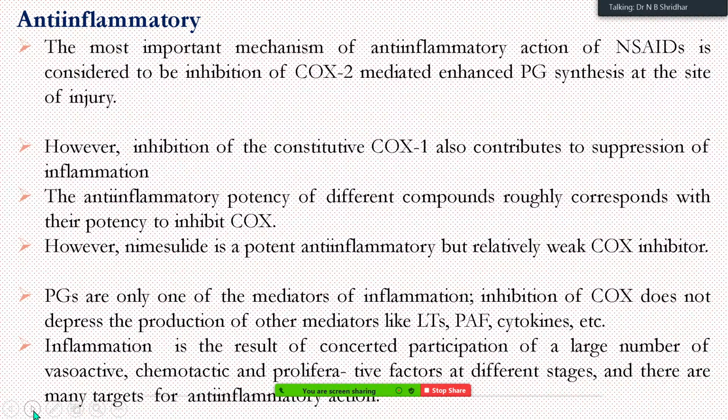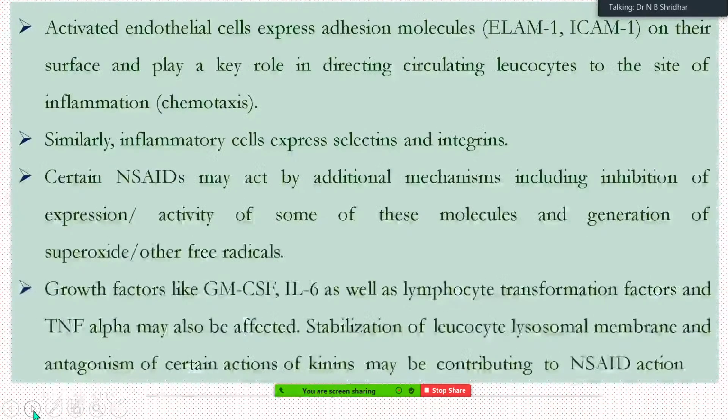And inflammation is the result of a concerted precipitation of a large number of vasoactive, chemotactic and proliferative tissue factors at different stages, and there are many targets for the anti-inflammatory agents. This activated endothelial cell expresses adhesion molecules, that is ELAM-1 and ICAM-1, on its surface, and they play a very important key role in directing circulating leukocytes to the site of inflammation. That is known as chemotaxis, meaning attracting the chemically induced moieties to the site of inflammation. And similarly, inflammatory cells express selectins and integrins.